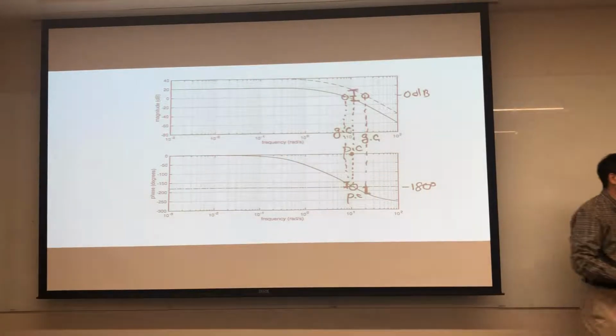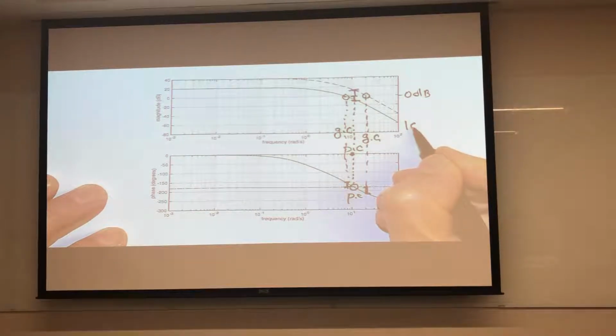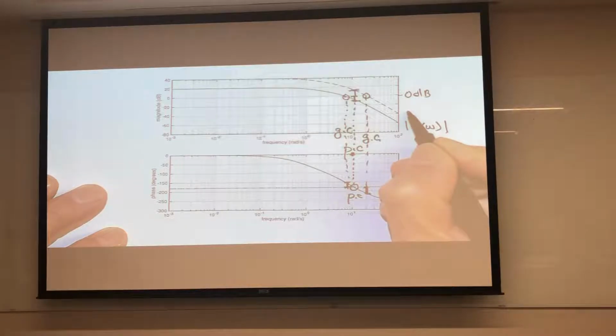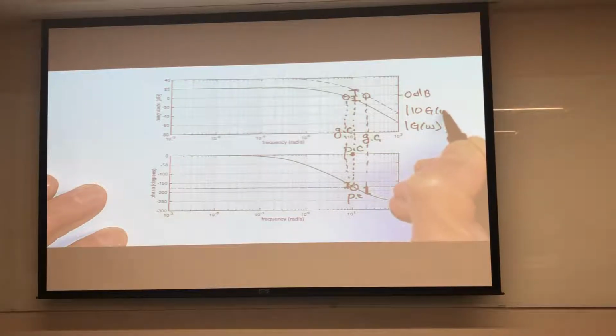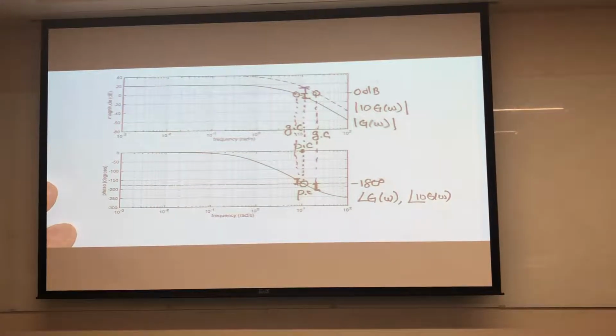Remember, this is open loop. These are plots of open loop behavior. This curve here is the gain of G of omega. This dashed curve is the gain of 10 times G of omega. And this is the phase of G of omega. It's also the phase of 10 times G of omega. It doesn't change.